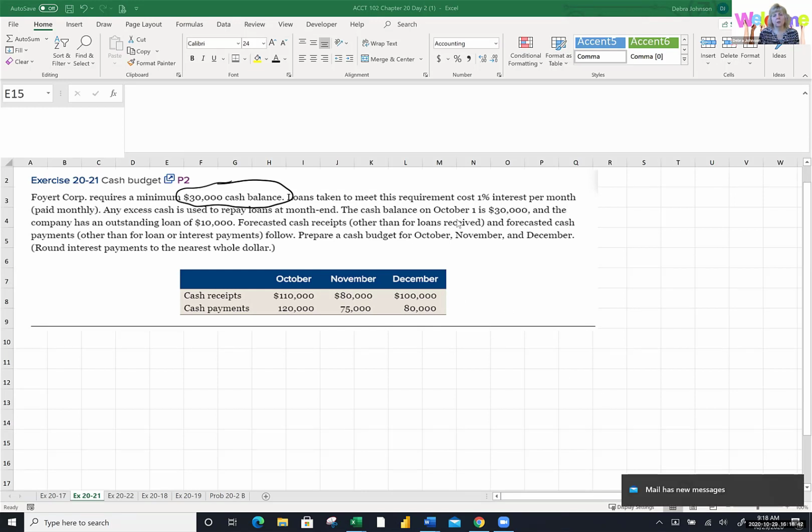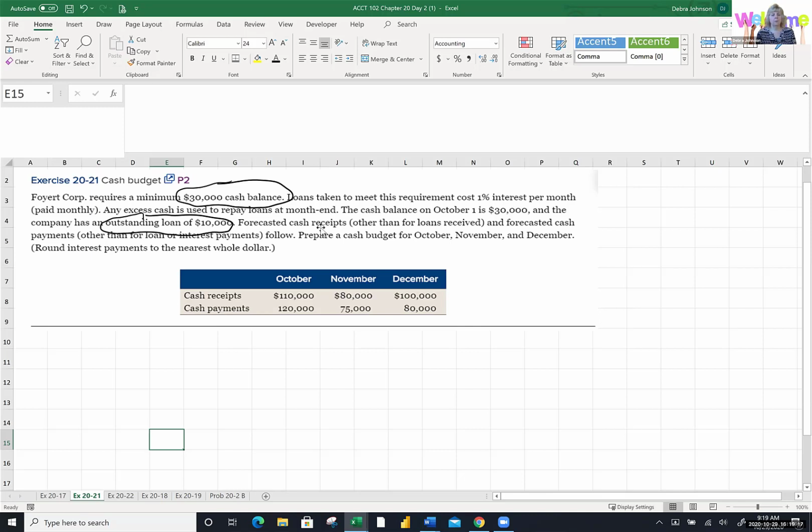The cash balance on October 1st is $30,000. This is like deja vu, back to the other problem. Same cash balance. And the company had an outstanding loan of 10. Okay, so we're going to have to pay interest. So what I just read is they have this credit line. Right now they have $30,000 in their cash account. They promised to keep $30,000 in the cash account. And they have right now a loan of $10,000 where they have to pay 1% of interest.